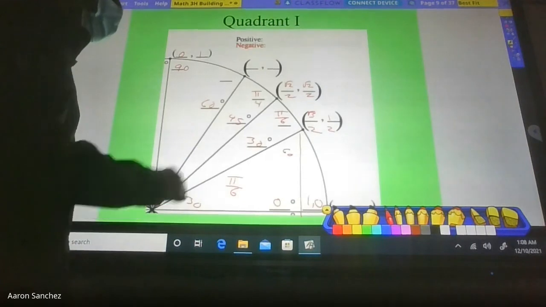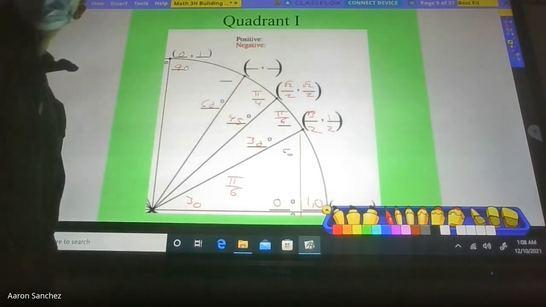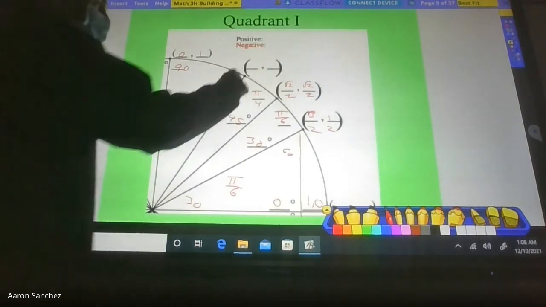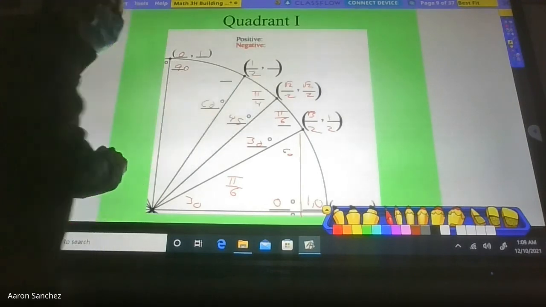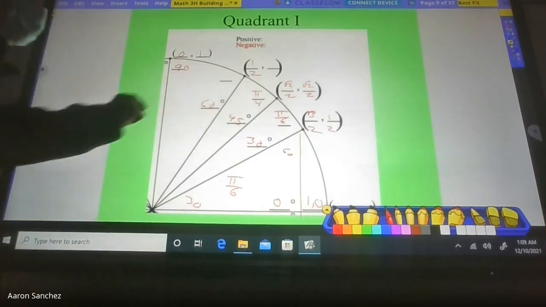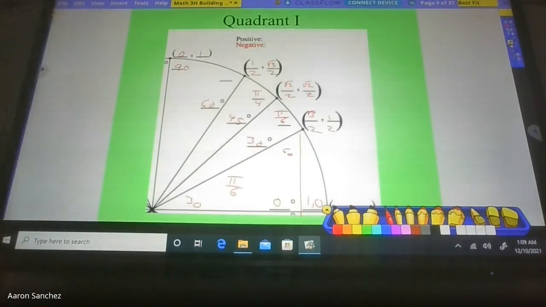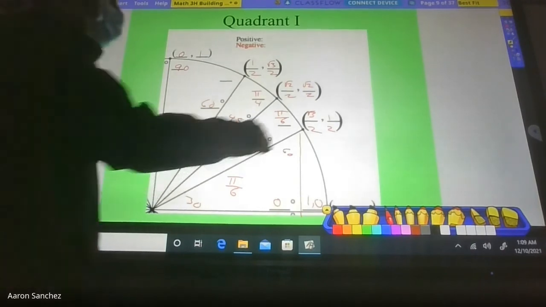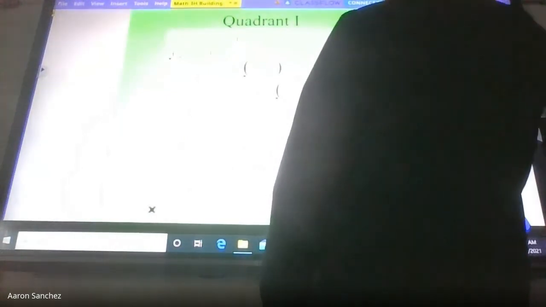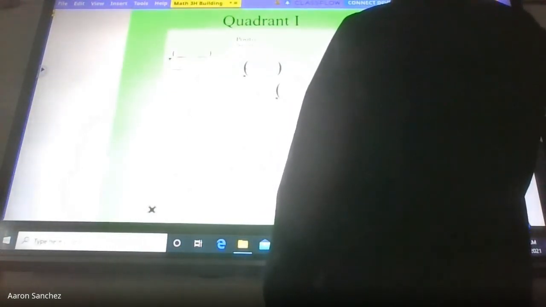So guess what this is? 1 over 2. 1 over 2. Root 3 over 2. Those of you who are confused, raise your hand if you get that. See the pattern. Those of you who are confused, you realize that when you look at your 30, 60, 90.